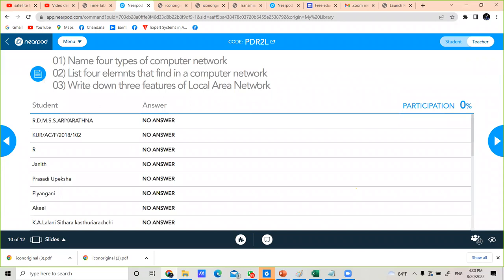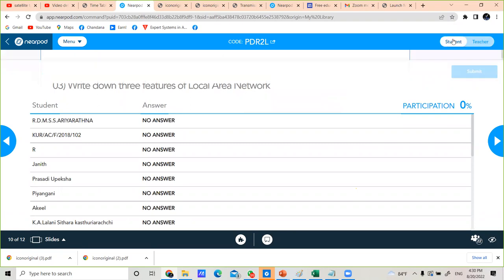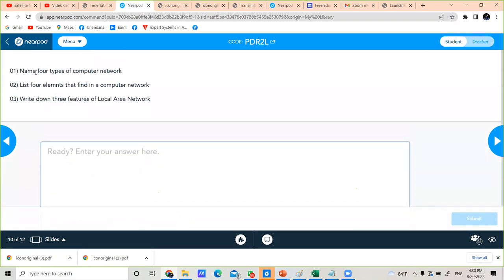Here, there is another activity with three questions. Try to answer these three questions. First one, name four types of computer network. Just type the word, in short. List four elements that are found in the computer network. Write down three features of local area network. Try to do this one. This is also very easy. One word answers I'm expecting. Therefore, 5 minutes is okay. Try to complete within 5 minutes.